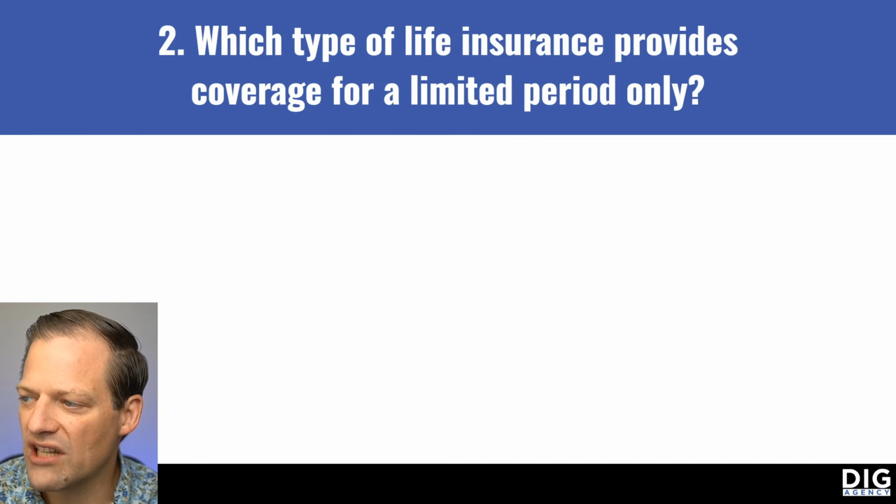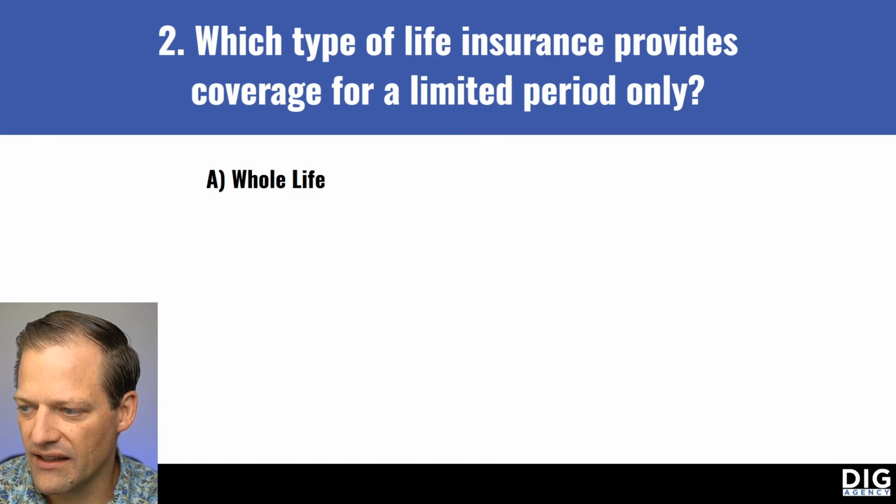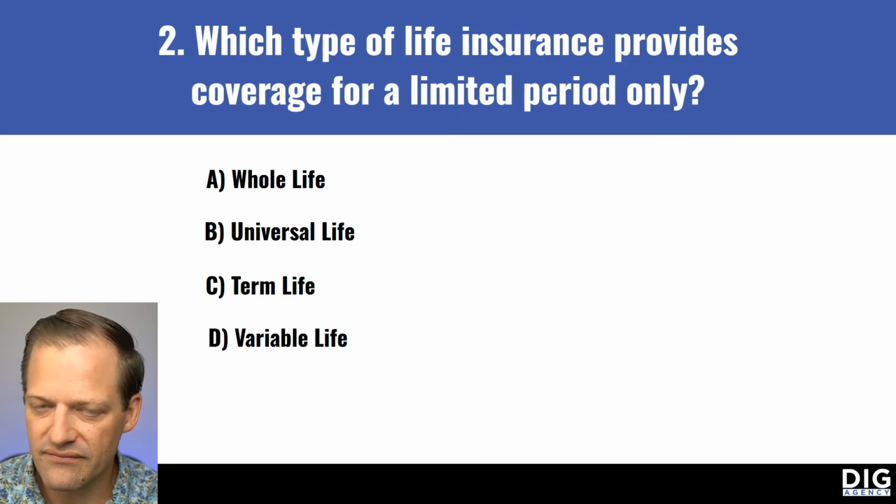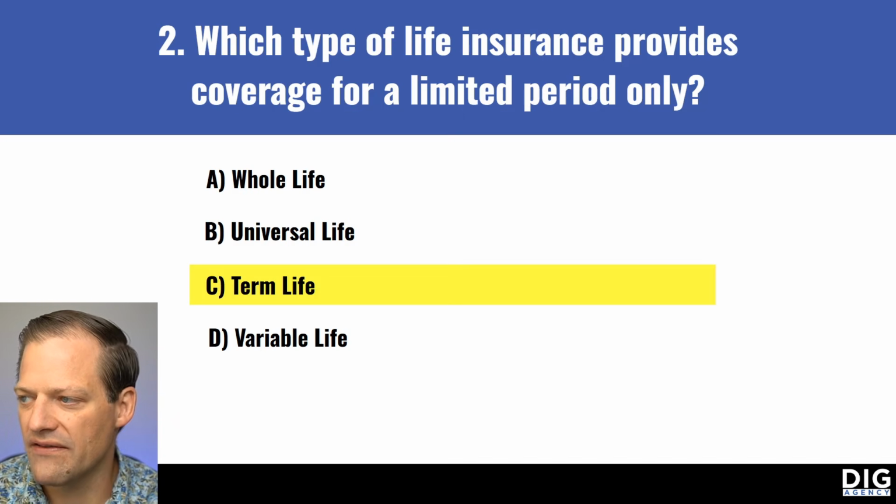Number two, which type of life insurance provides coverage for a limited period only? Is it A, whole life insurance? B, universal life? C, term life? Or D, variable life? The answer is term life insurance.